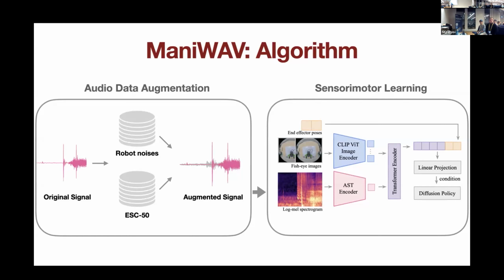What this policy learns is that it should ignore those irrelevant noises and focus on the task-relevant part of the signal. With this data augmentation, we can train a pretty standard diffusion policy with these two sensor modalities, and we can deploy the policy for many different contact-rich tasks.